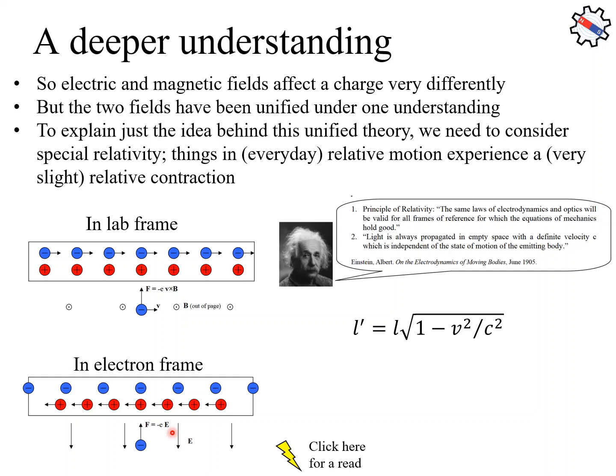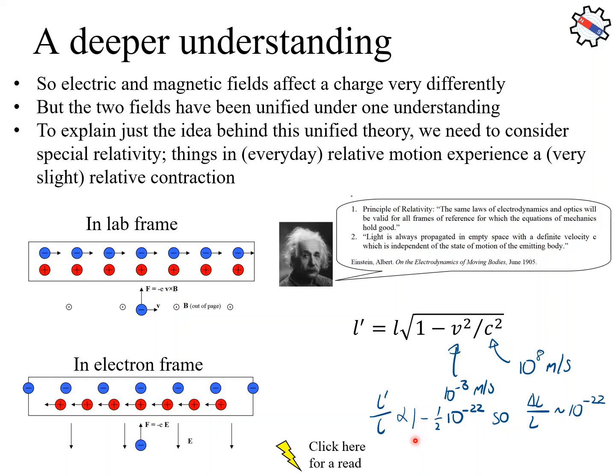It's a very small speed that electrons move in a wire, only millimeters a second, right? But if we consider the Lorentz contraction that comes from that, 10 to the minus 3 meters a second, over 10 to the 8 there, we've got 10 to the minus 11 there, and when we take 1 minus that square root, it's 1 minus a half, 10 to the minus 22. In other words, the change in length is around 10 to the minus 22 as a fraction of its original length. You might think, how can we observe something like this?